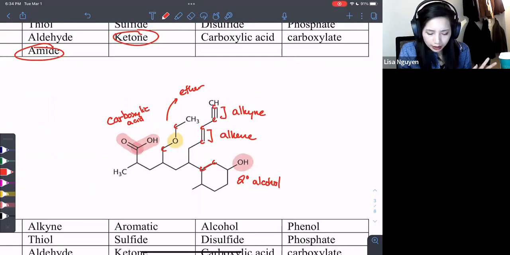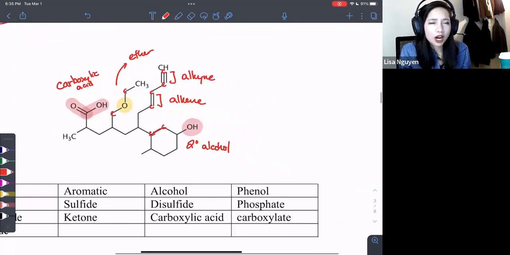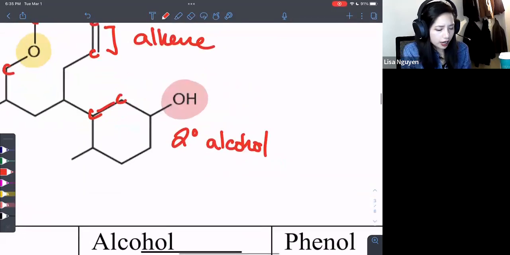Okay, so yes, if it's on the list, you have to know it. If it's on the handout, if it's in the textbook, you need to know it. So the question was primary versus secondary and tertiary alcohols. The trick is with alcohols, we have an OH group.